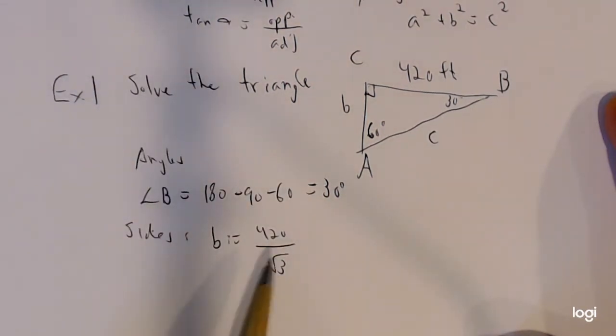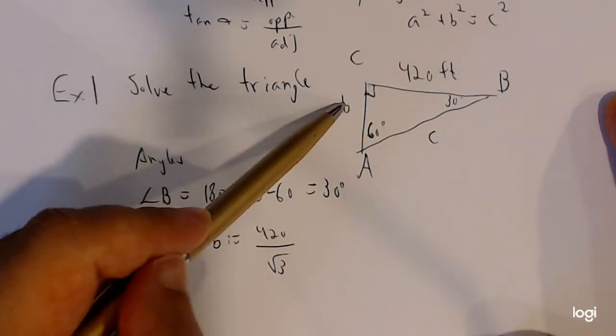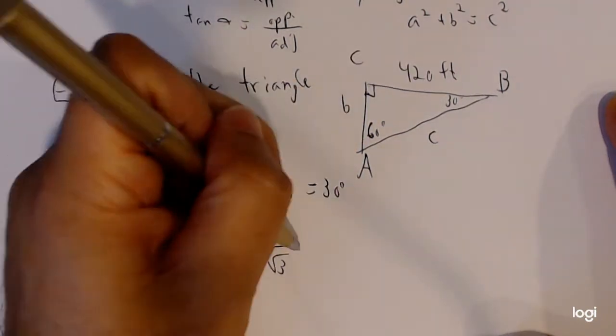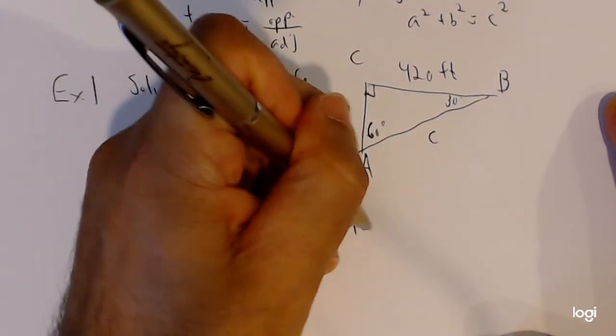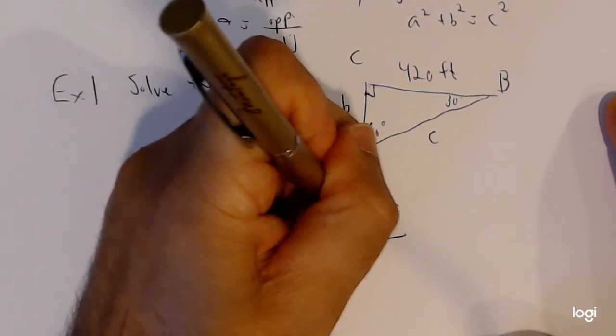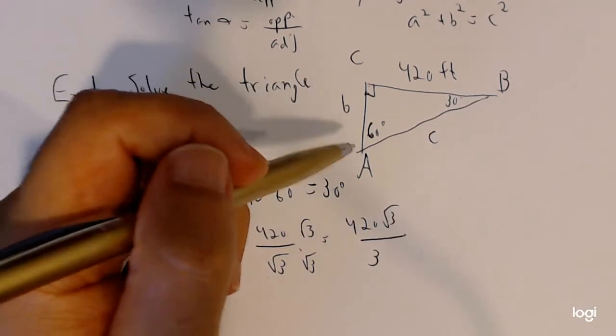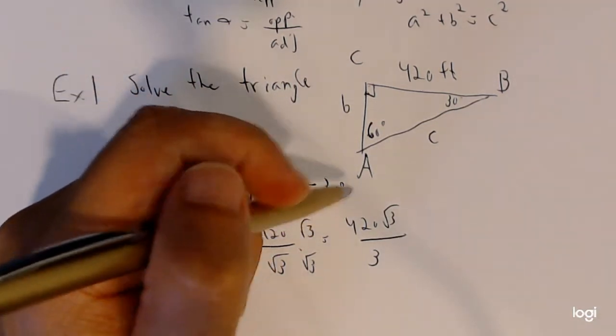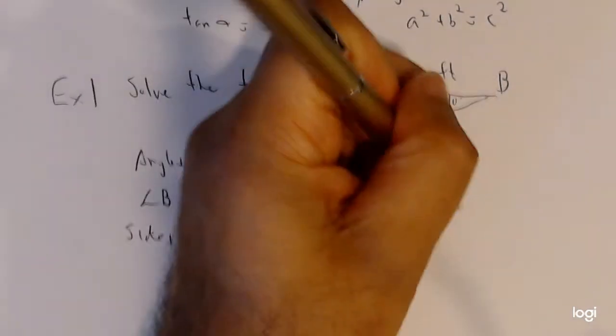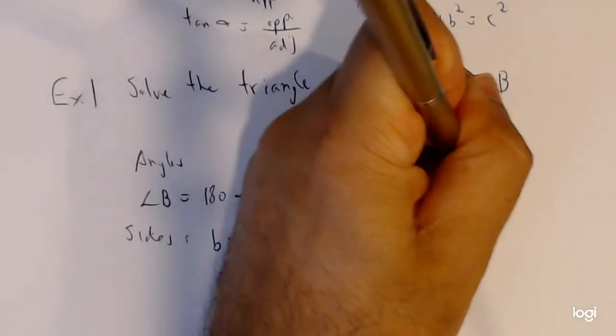So I just don't like the fact that we have the radical in the denominator, because remember, going back, we divide by rad 3. Let's just rationalize this. So divide both sides by rad 3. So this becomes 420 rad 3 over 3, and 3 goes into 420 140 times, so that becomes 140 rad 3.